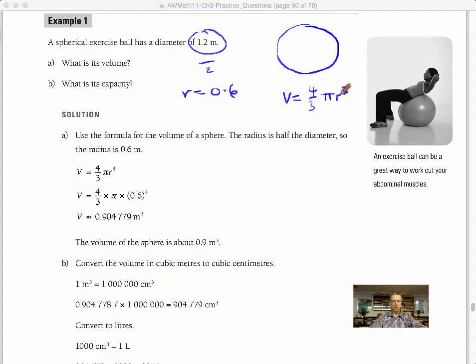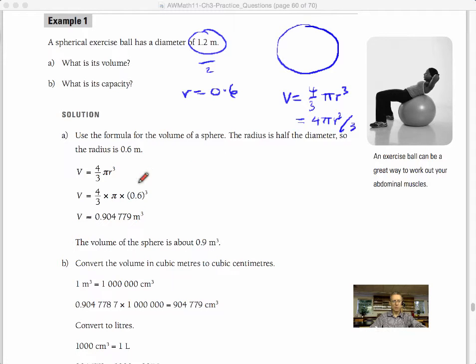Do this first. Remember BEDMAS: we cube 0.6, then multiply by the pi, then multiply by 4, and really everything then gets divided by 3. Another way to write this is 4 pi r cubed, all divided by 3.